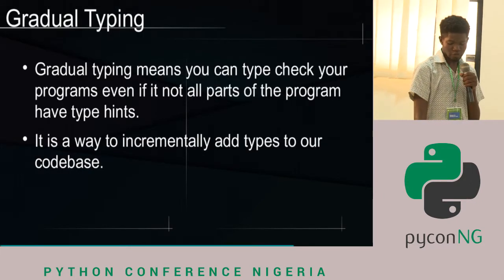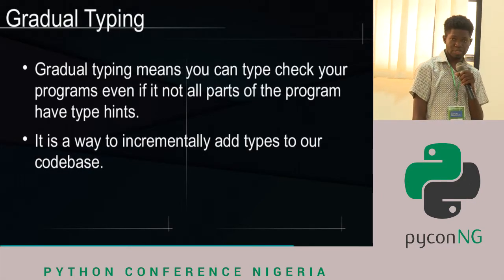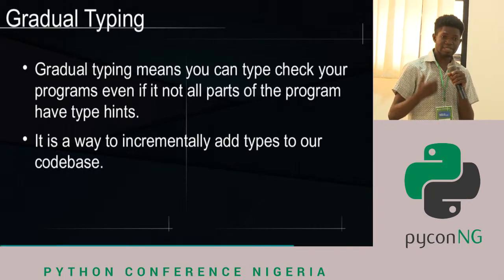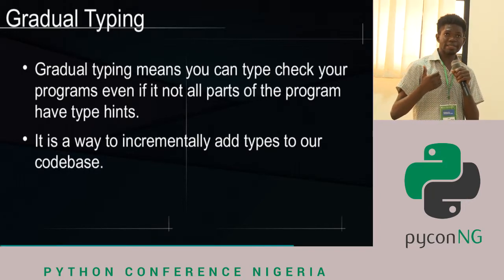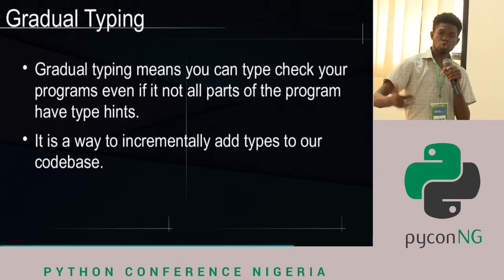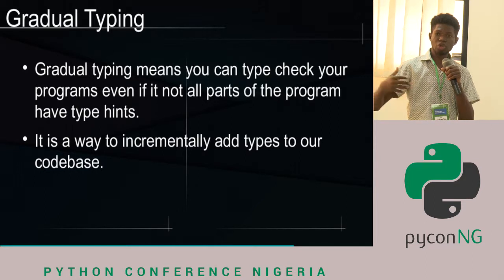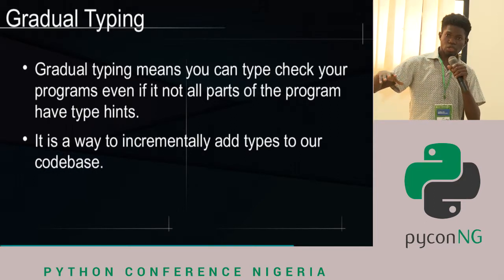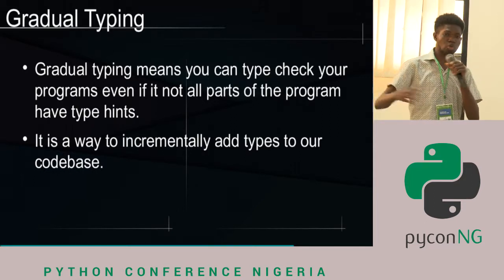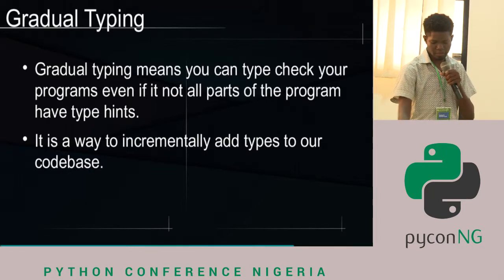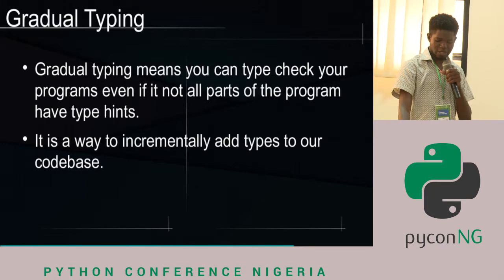Now, the title of the topic is adding types to legacy codebases. So there is a concept called gradual typing. Unlike Java, where you have to write types, the advantage of typing in Python is that you can decide which part of your codebase you want to add typing to. So it's something you can do gradually. You don't have to go all or nothing. It's something you can start and continue over time. That's the meaning of gradual typing.